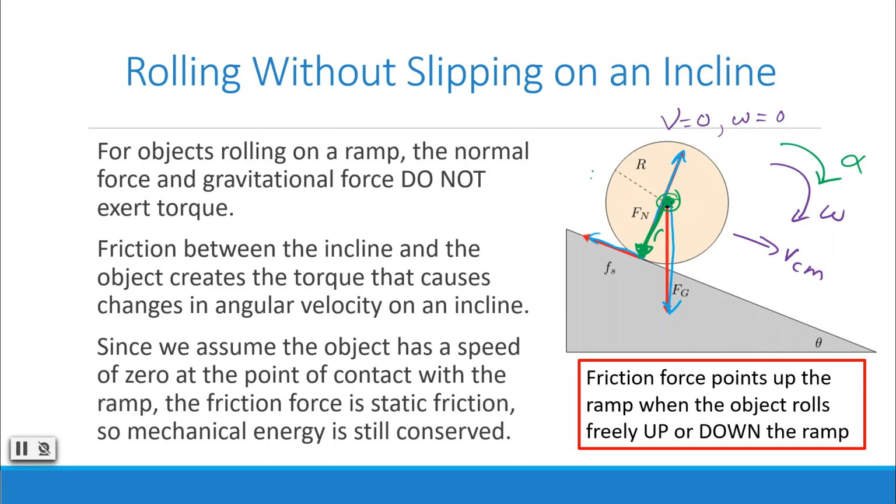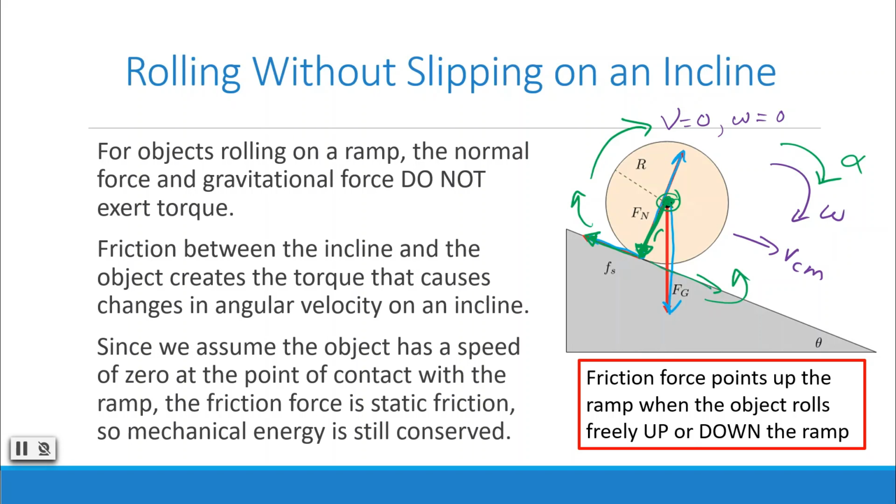And if I need my angular acceleration to be related to that clockwise motion, then I need that friction force to cause that, in which case it has to point up. Because if my friction pointed down, that would be creating a rotation in the wrong direction. So I need my friction force to point up the ramp.